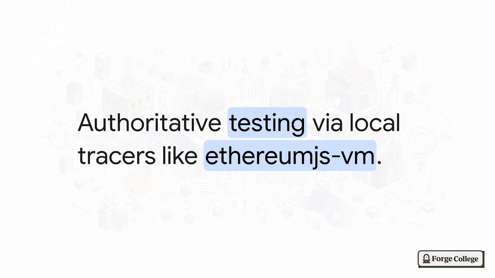Now, to do this properly, you need the absolute truth, right? And that truth comes from authoritative testing via local tracers like Ethereum JSVM. We highly recommend spinning up a simple node script with a deterministic local VM. Why? Because, let's be honest, AI can sometimes hallucinate or estimate gas costs incorrectly. A local VM like Ethereum JSVM, though, runs the actual EVM logic. It doesn't guess, it just executes. It gives you the absolute, undeniable mathematical truth on opcode sequences and exact gas consumption.